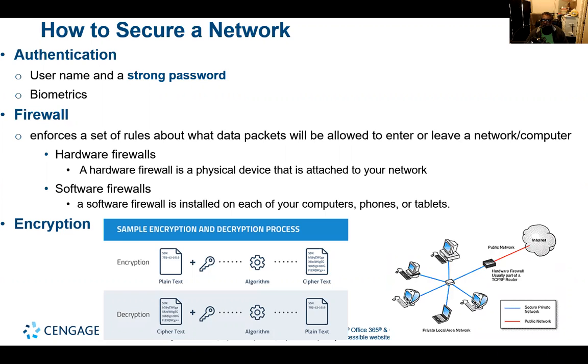Firewall enforces a set of rules about what data packets will be allowed to enter or leave a network computer. Hardware firewalls. A hardware firewall is a physical device that is attached to your network. Software firewalls. Software firewall is installed on each of your computers, phones and or tablets.